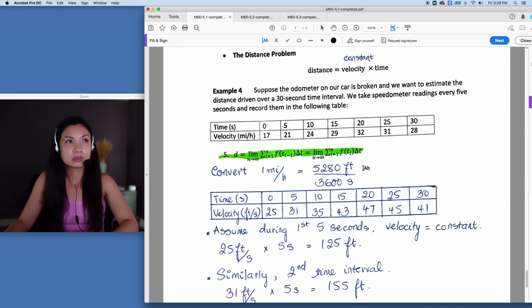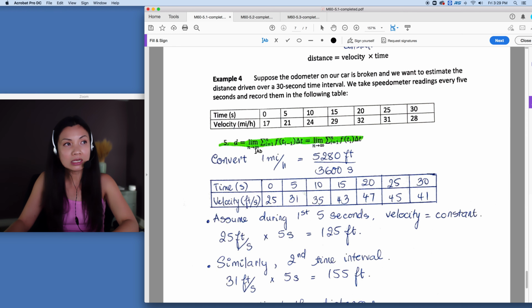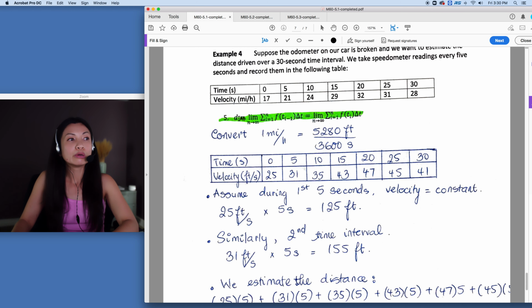Now, the distance is the limit, you see right here, as n approaches infinity of the summation of f of t(i minus 1) times delta t, where t is time. Before I proceed with the problem, I have to convert miles per hour to feet per second, because we're dealing with a 30-second interval. So from this table, I got to this table, because it's now in feet per second.